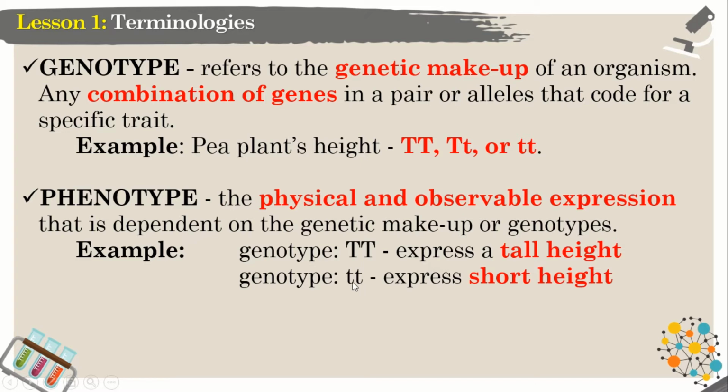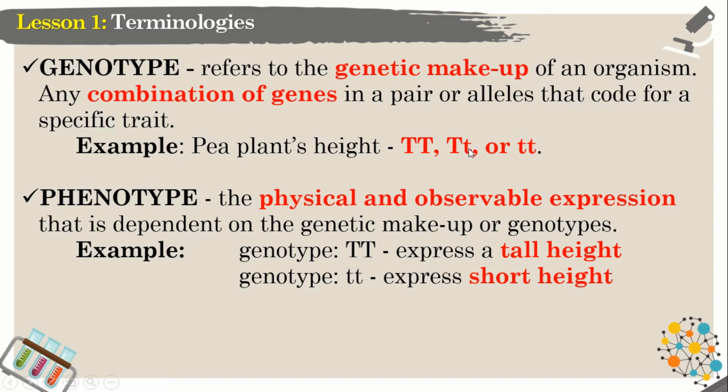If you have two small letters, then the expression would be recessive. So as you can see, the trait for the recessive gene can be expressed. If you have two small letters, this one codes for a short height. Now, as you can see here, we also have a combination of one dominant and one recessive.